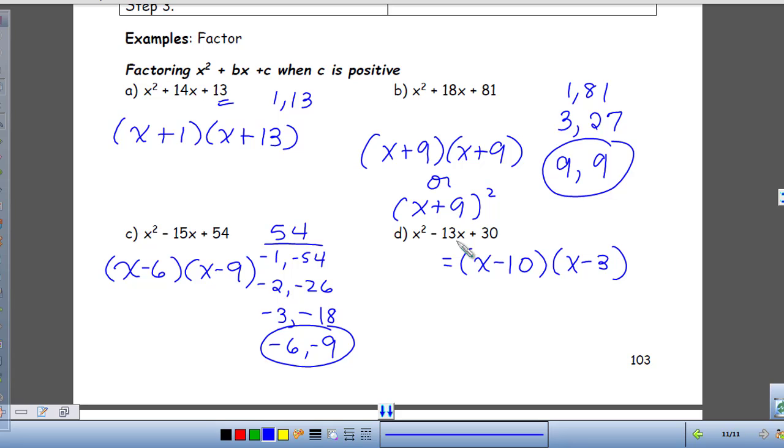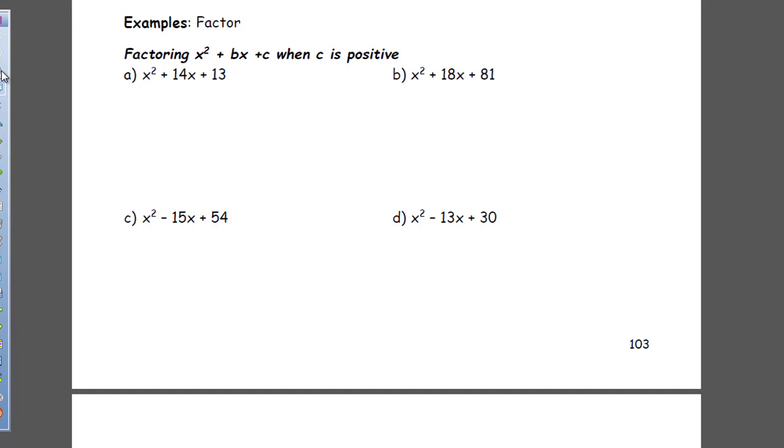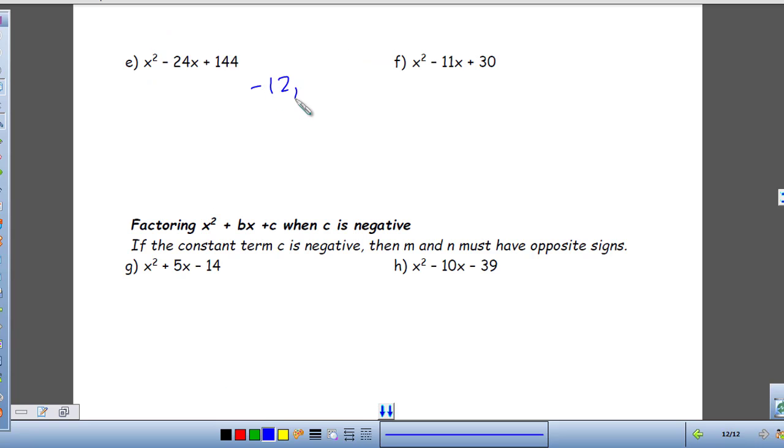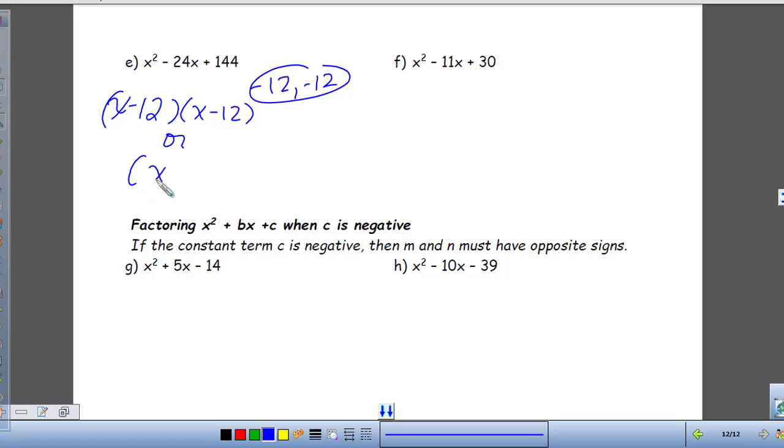Okay, questions? Yeah. The first time you try something, it'll be a little difficult. Okay, I got E and F for you to try on your own. Okay, did you get x minus 12 squared for E? Okay, and then over here, I would do negative 5 and negative 6. They will add up to negative 11, so we get x minus 5 times x minus 6. Okay, questions about that?